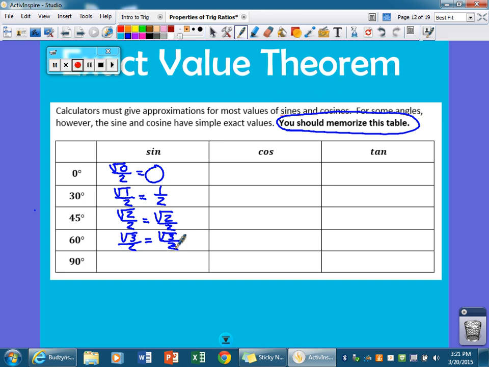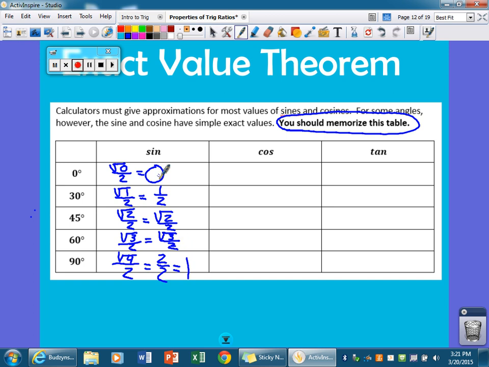So we got the 2. Next one, square root of 0, square root of 1, square root of 2, square root of 3. Guess what this is? Square root of 4 over 2. What is the square root of 4? Guess what? It's 2. And then 2 on the bottom. So 2 divided by 2 is 1. So we have 0. We have 1/2. We have square root of 2 over 2. Square root of 3 over 2. And then 1. Cosine is the complete opposite.